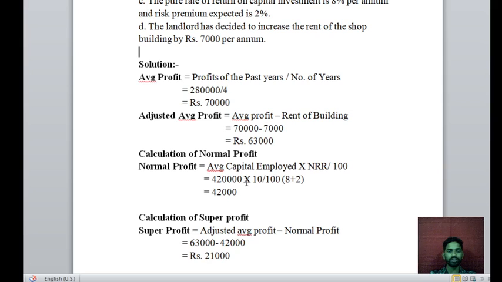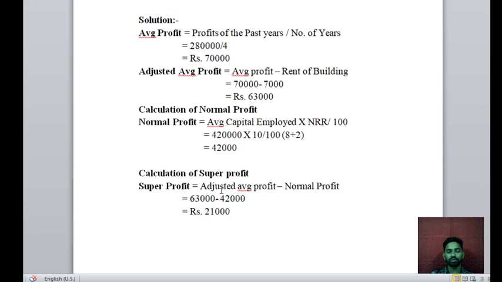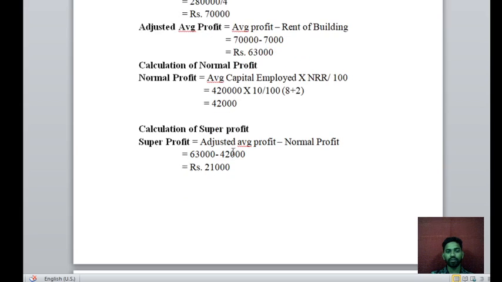So this 4,20,000 into 10, the normal rate of return, since 8 plus 2 is 10%, divided by 100. The answer will be 42,000, so the normal profit is 42,000. Now the calculation of the super profit. The formula is adjusted average profit minus normal profit: 63,000 minus 42,000. So rupees 21,000 is the super profit.